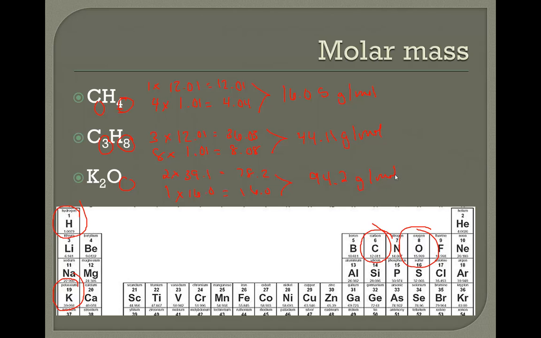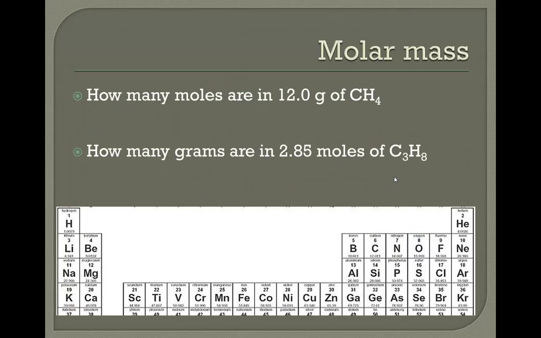Alright, so then we can use the molar masses to do conversions. So how many moles are in 12 grams of CH4? So 12.0 grams CH4. The moment you see grams, you immediately think molar mass. So that's your key term. Grams or mass, you use molar mass. Atoms, ions, molecules, formula units, use Avogadro's number. Grams, mass, you use molar mass.